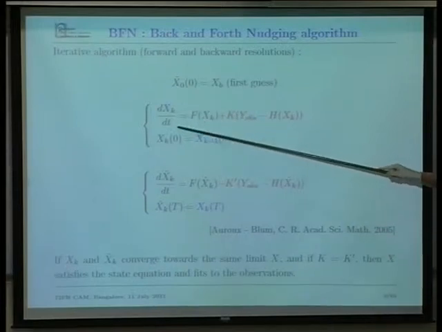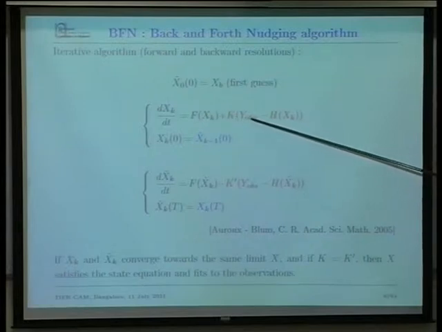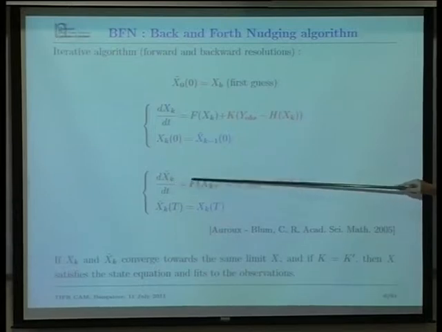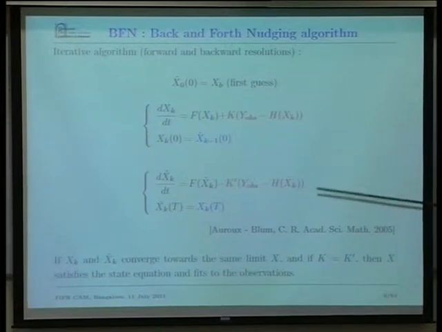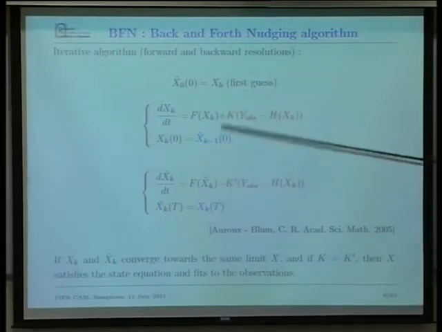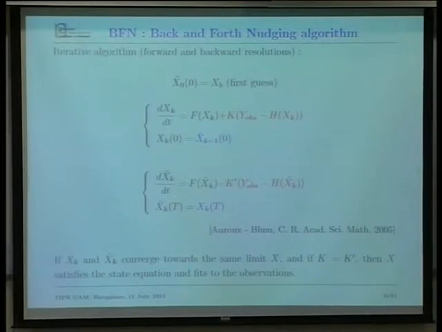So you have dx over dt equal f of x plus K (y_obs minus Hx), and you also have dx over dt equal f of x minus K (y_obs minus Hx). So if you take the sum and the difference of these two equations, with the sum you will get dx over dt equal f of x, and with the difference you will get K (y_obs minus Hx) equal to 0. It means that probably you found a solution of the original model which is consistent with the observations.